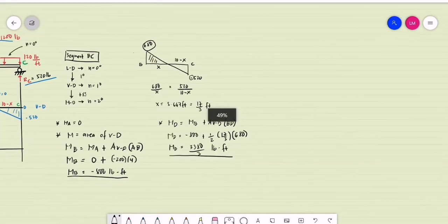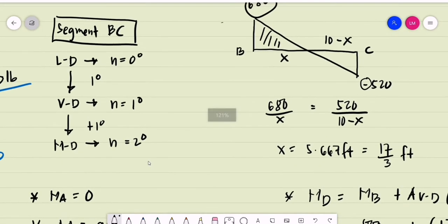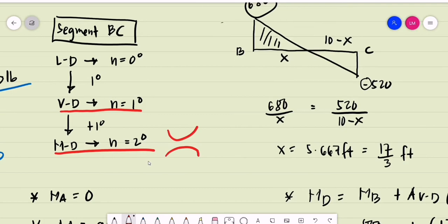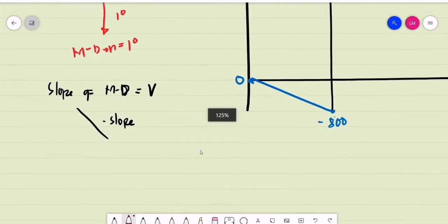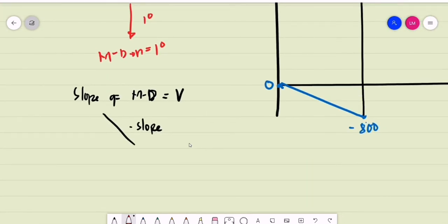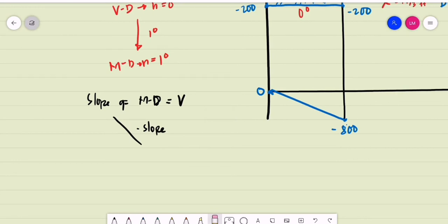But for this case, if we are to recall, the degree of the shear diagram for segment BC is first degree. So the degree of the moment diagram should be second degree. If it is a second degree curve, it is a curve. But we don't know yet if it opens upward or downward. So all we have to do is observe this law: the slope of the moment diagram is equal to the magnitude of the shear.